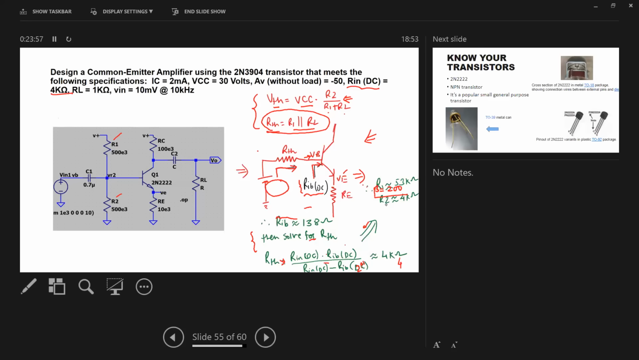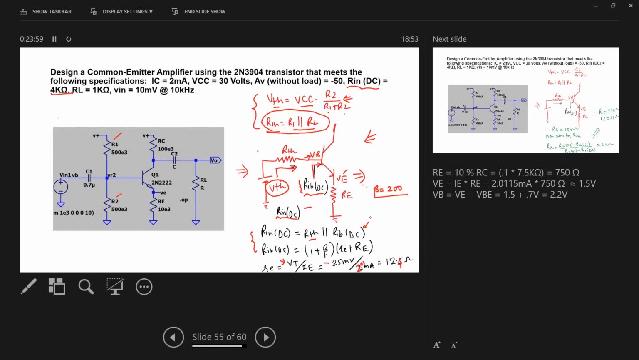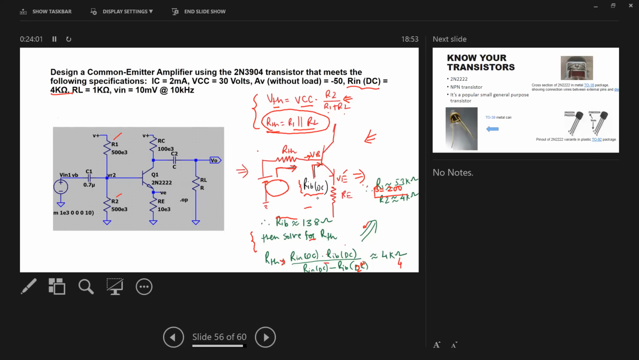Right. So let me just clean this drawings here. So what I see here, I computed the value of RIB with the formulas. That comes out to be 138 ohm, and this is that resistance. So very low impedance into the base.